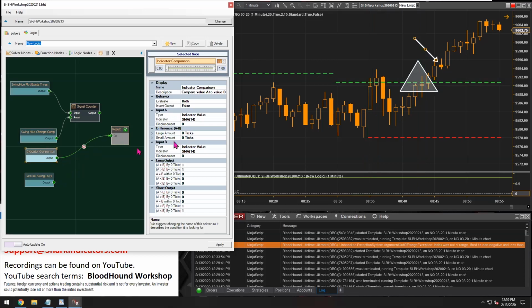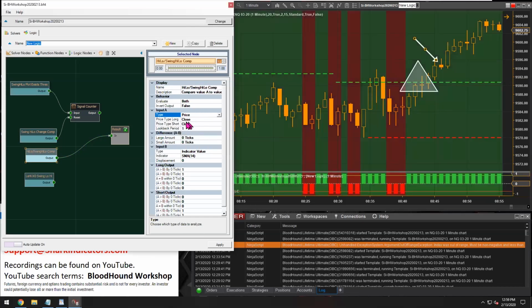So let's do this. I'm going to compare the high and low price to the swing high and low plot. So let's put this on price. Again, for long, when price breaks the swing high, I'm going to generate a long signal, so I'm going to use the high price. And if price breaks the swing low, I'm going to use the low price, and generate a short signal.